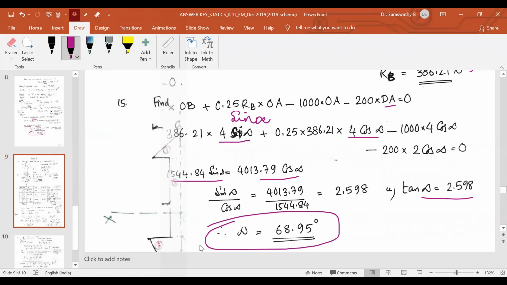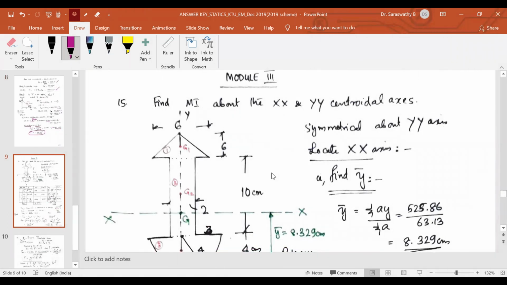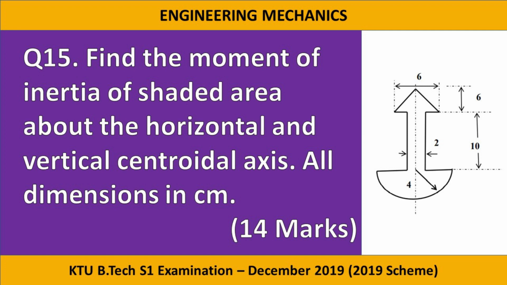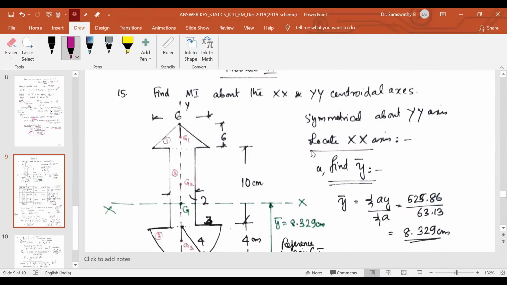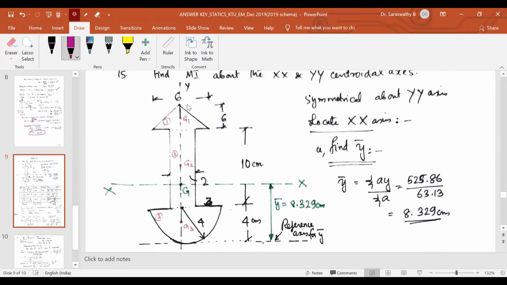14 marks. Now let me move on to module 3. Find the moment of inertia about the x-x axis and y-y axis. So this is the figure given to you. The figure composes of a triangle, a rectangle, and a semicircle. We can split it up into 3: portion 1, triangle; portion 2, rectangle; portion 3, semicircle.